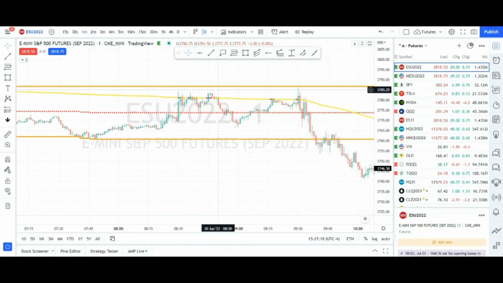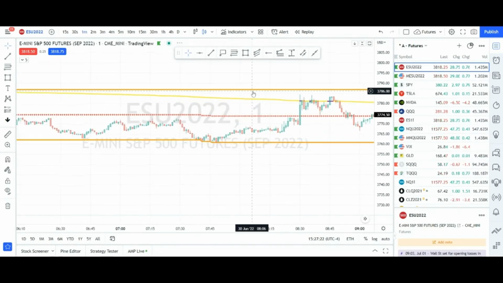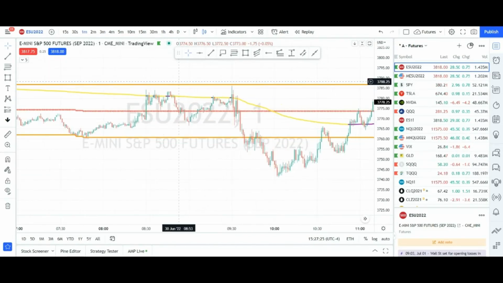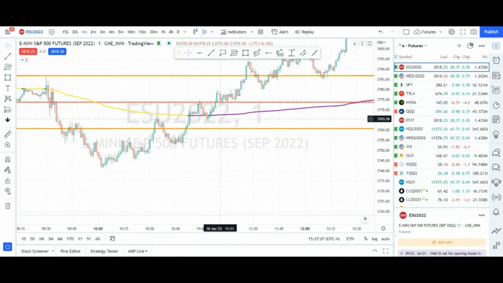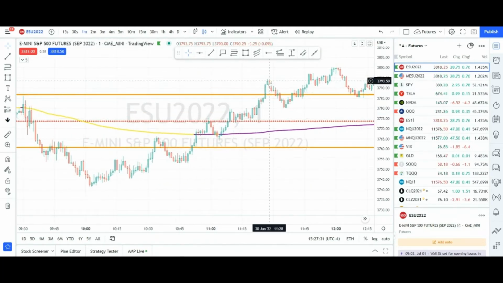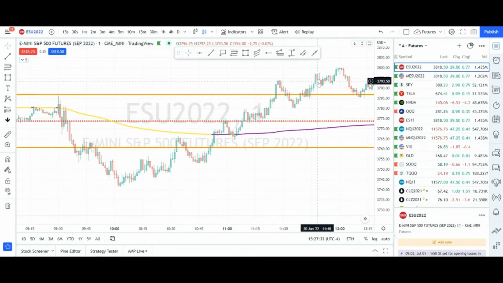Price tried to break this area, the pre-market high, 1, 2, 3, 4 times, and didn't break. The VWAP line is yellow here, and here the VWAP line is purple. Price made an ABCD pattern and shot up.